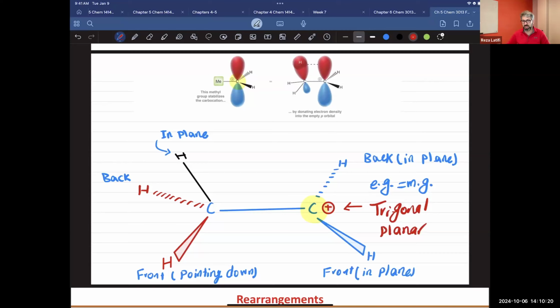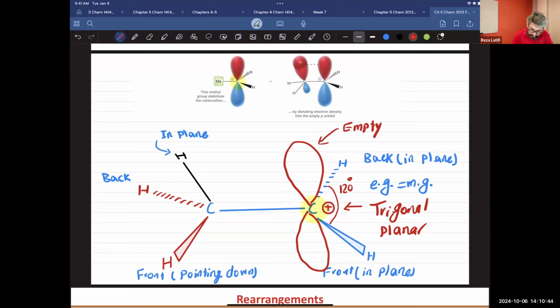Okay, so it's completely flat. What's the bond angle? The bond angle here is going to be 120 degrees. Completely flat. Now, let's show the empty orbital on it. The empty orbital is going to be here. We will have an empty p orbital there. This orbital is empty.